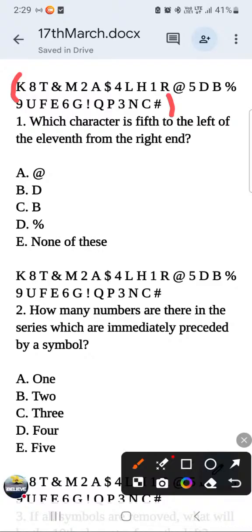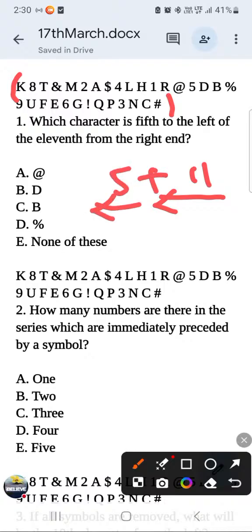First one: which character is fifth to the left of the 11th from the right hand? So which is 11th from the right, and then fifth to the left. So we have to add 11 plus 5, 16. So the 16th element from the right hand. It is 16, right?